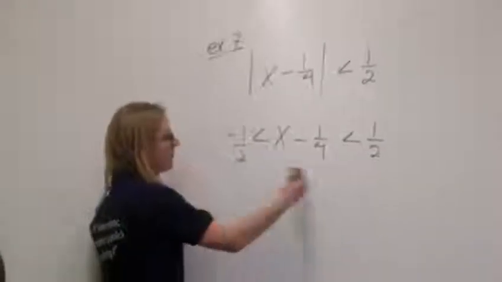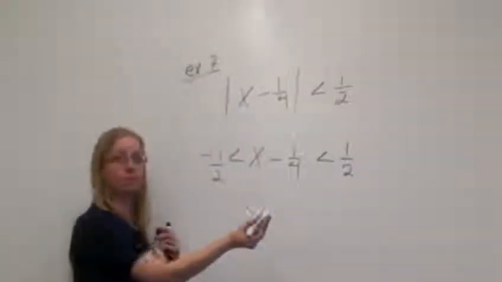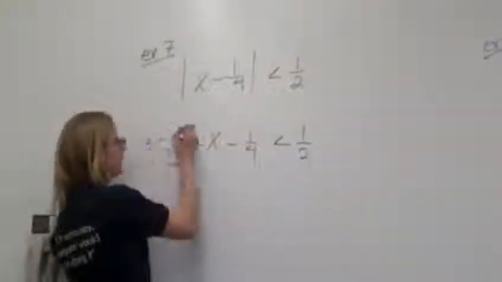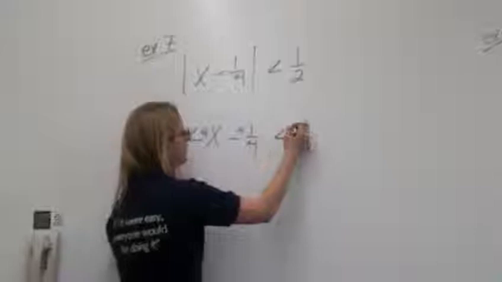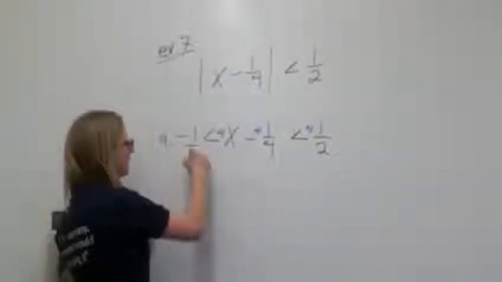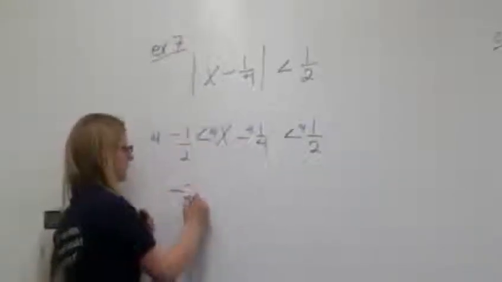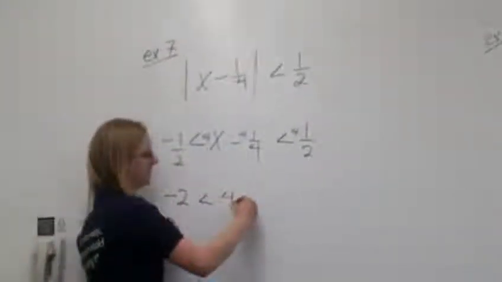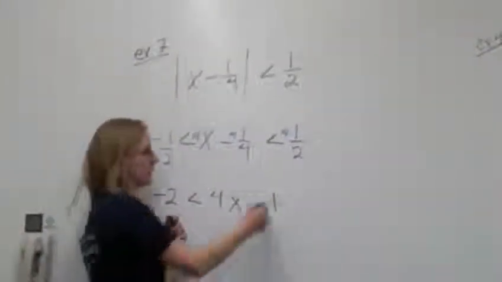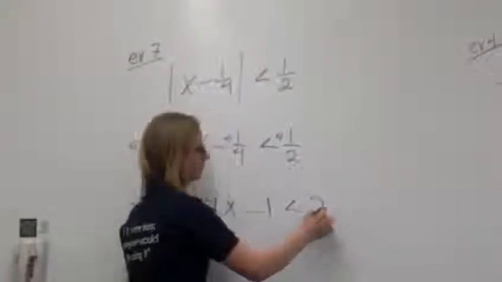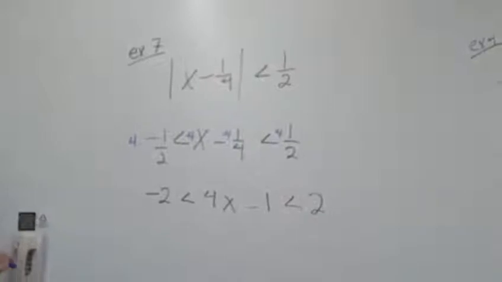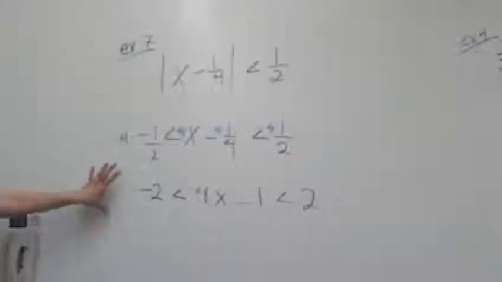So I'm going to multiply everything by what? 4 is the LCD, right? So 4 times each part. What's 4 times negative 1/2? Negative 2. 4 times x is just 4x. What's 4 times the 1/4? That gave me the 1. 4 times the 2 gave me the 8. You guys see that? What I did was I rewrote it so there's no fractions. Because then this we can solve a lot easier.